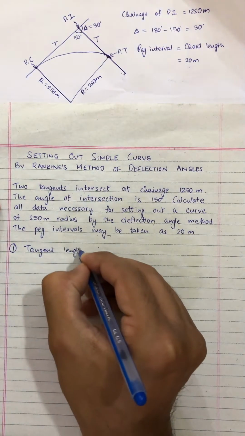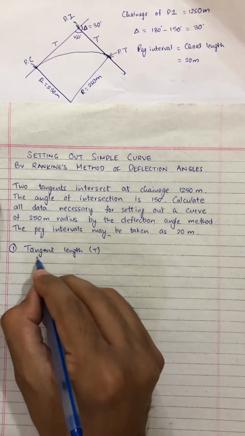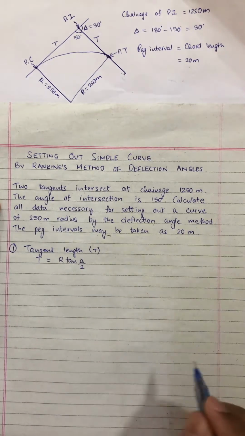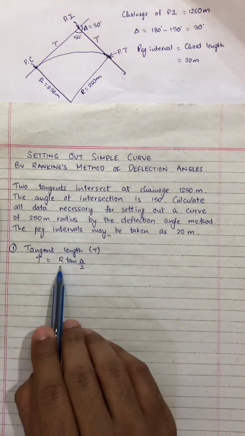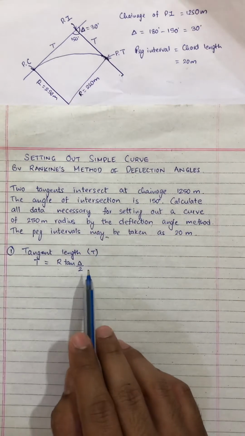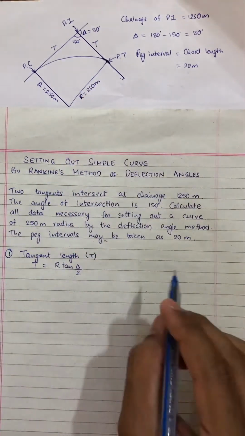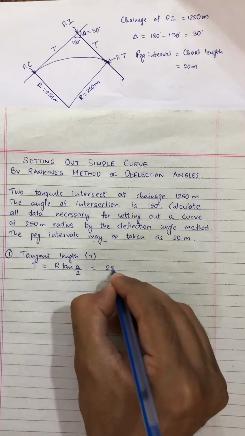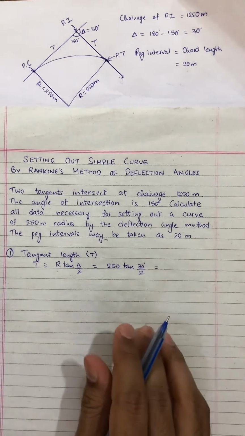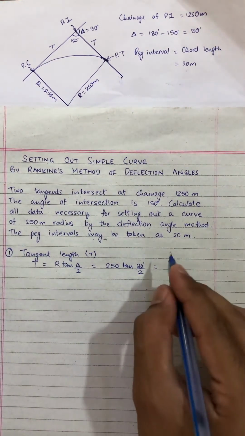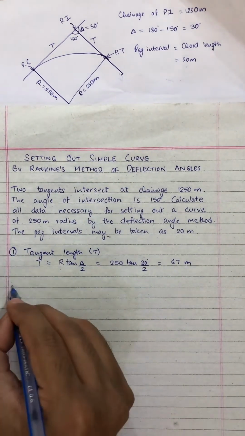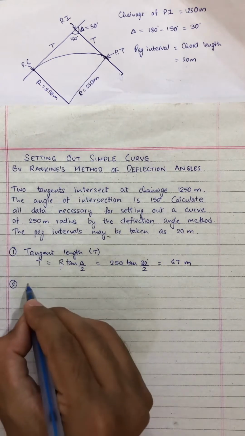Here we know the formula for tangent length is given as capital T is equal to R into tan delta by 2. Here R is the radius, given as 250 meters, and delta is given as 30 degrees. So this will be 250 tan of 30 degrees by 2. On solving this, the value approximately comes out to 67 meters. Next, we have to calculate the length of curve.